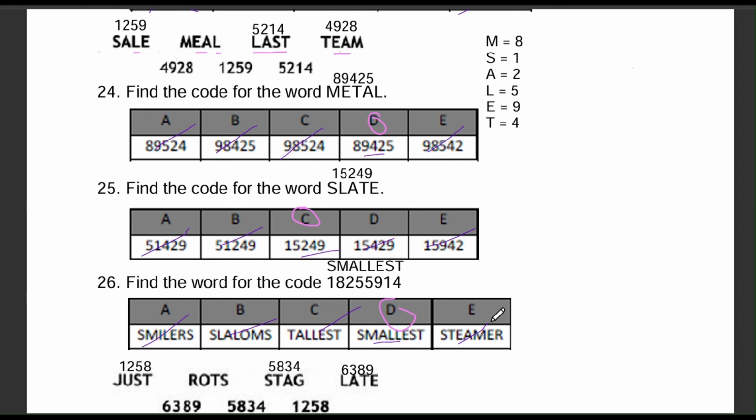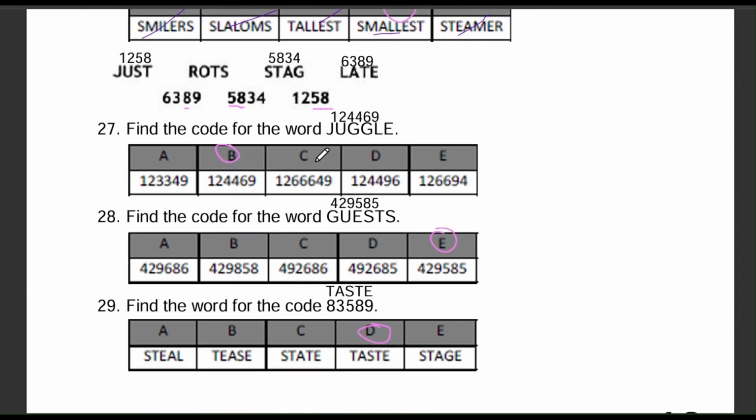Question 27. Find the code for the word juggle. Our options are A, 1, 2, 3, 3, 4, 9. B, 1, 2, 4, 4, 6, 9. C, 1, 2, 6, 6, 6, 4, 9. D, 1, 2, 4, 4, 9, 6. E, 1, 2, 6, 6, 6, 9, 4. The correct answer is B.